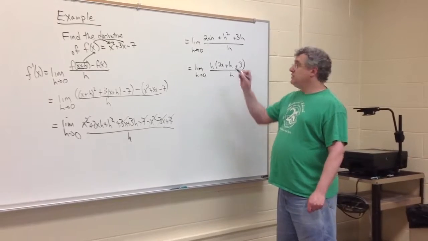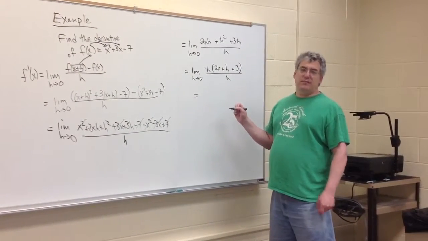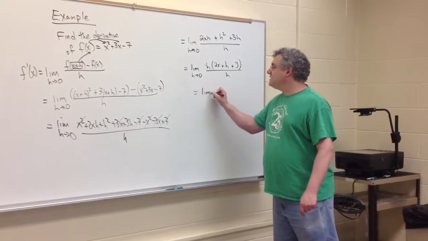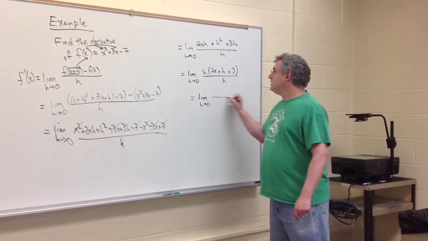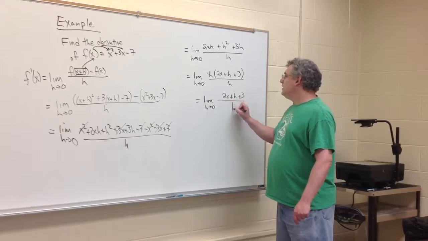And now, with the h factored out, it's easy to cancel. Again, if you have time to think about it, this really makes a lot of sense. If you're rushed, it's an easy way to avoid some pitfalls. So what do I have? (2x + h + 3) over 1.